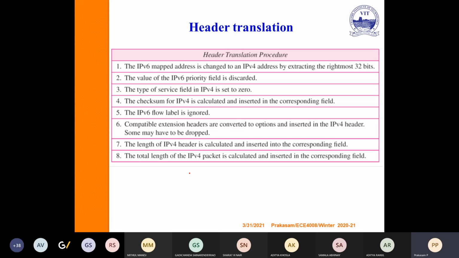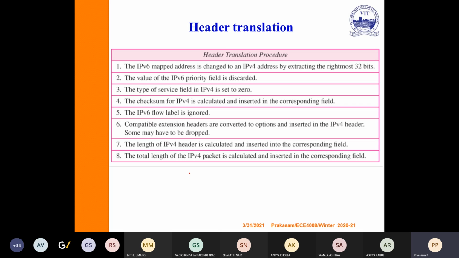Then we have seen the header format for IPv4, the IP frame format, which is a combination of header plus data. Then we have seen the various header fields: version, length, types of service, fragmentation, all these things. So that's all about these things.